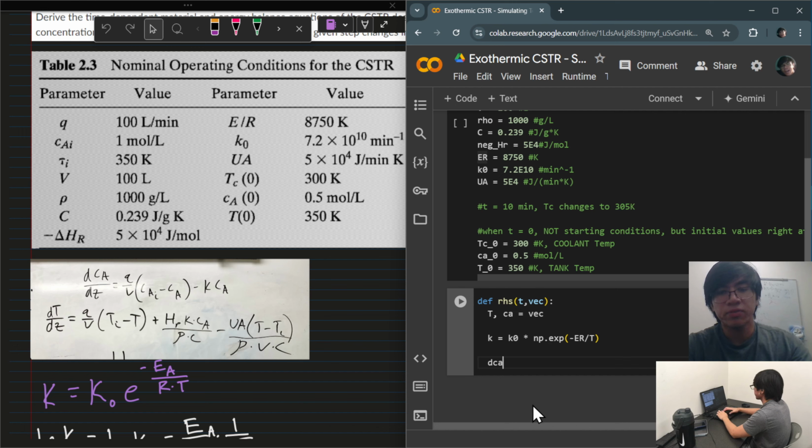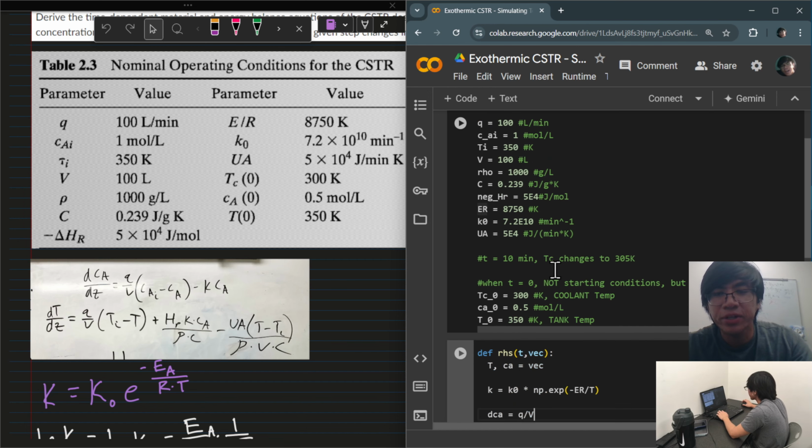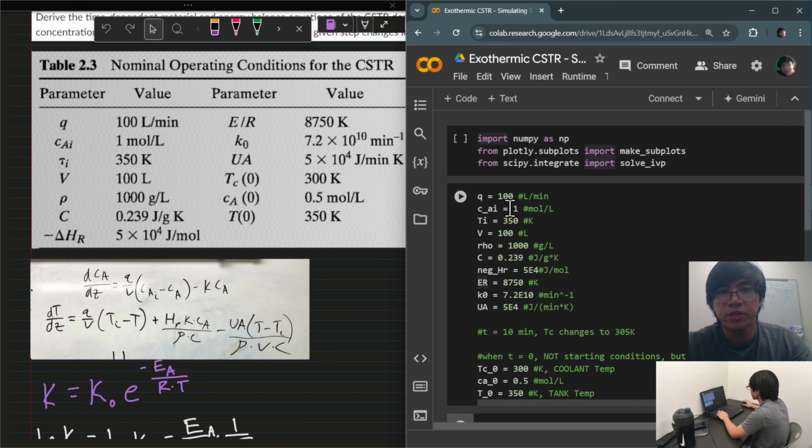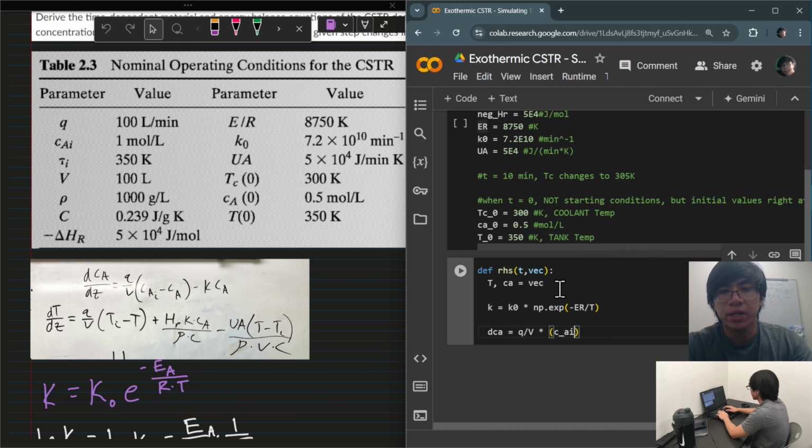So I'm going to say the differential for our concentration of A with respect to time, I'm going to call that dCA, and that was Q over our volume, big V. Let me double check, yeah, Q over big V, our volume, times our difference in concentration. So we have concentration initially, C underscore AI, minus our concentration in the tank, which we'll say is just CA right here. It's the one that's changing in the differential, so that's what we'll use. And this is minus our K rate constant, which we defined up here with Arrhenius law, and that is K times the concentration in the tank as well.